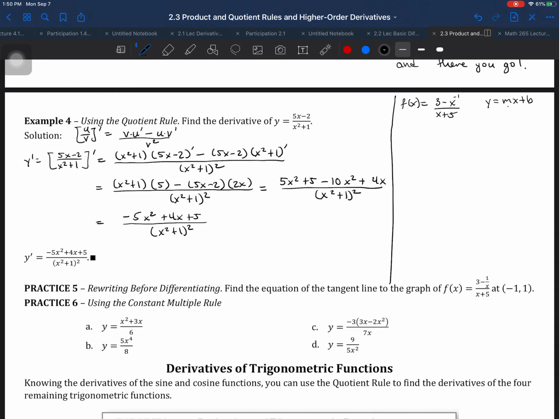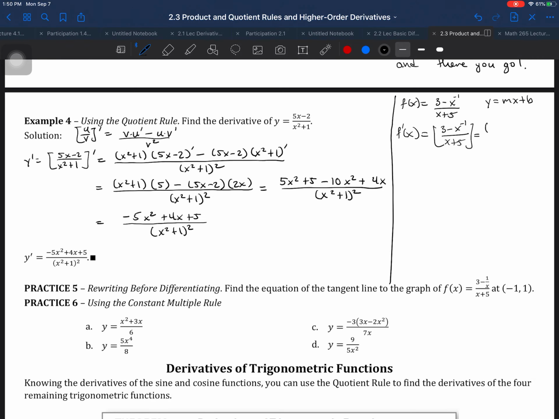Well, the equation of the tangent line and f of x at that negative 1 point, they're going to both have the same slope. So if I can find the slope of this, then I can find the slope of this. That's how these relate, right? So I'm going to go ahead and do that. I'm going to find the derivative. The derivative of this is going to be, I'm going to go ahead and set it up.